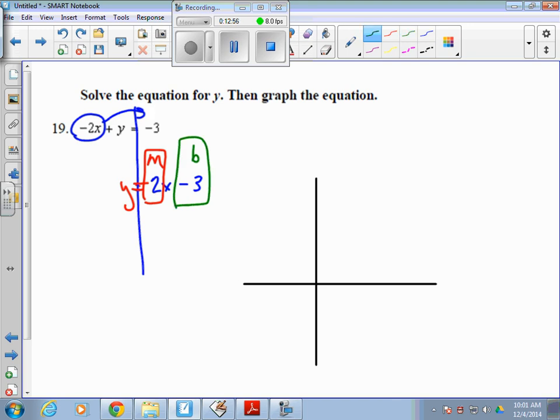B tells us to begin at negative 1, 2, 3. There's our first point. M value is 2. It's over 1. That tells you to go up 2 and to the right 1. So up 2 and to the right 1 is where you'll put your second point right there. You have 2 points. You can graph your equation through those 2 points to look like that.